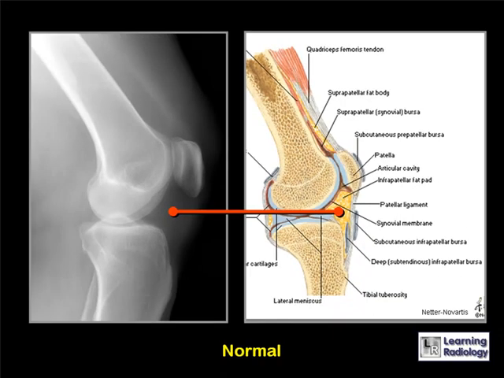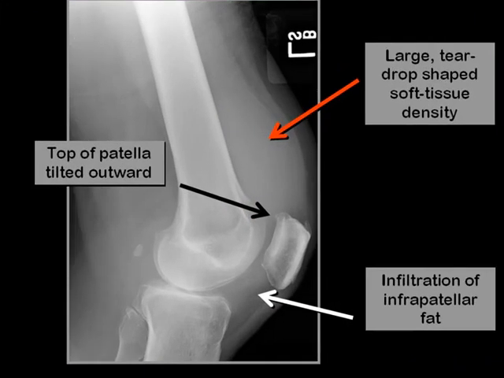This is an example of a suprapatellar effusion. You can see there is a large oval-shaped soft tissue density just above the patella. Top of the patella is tilted forward, and there's actually some infiltration of the infrapatellar fat.